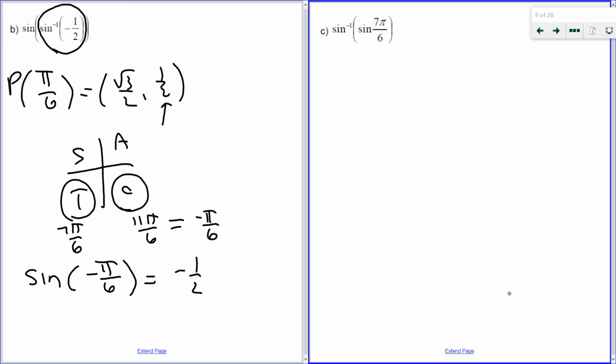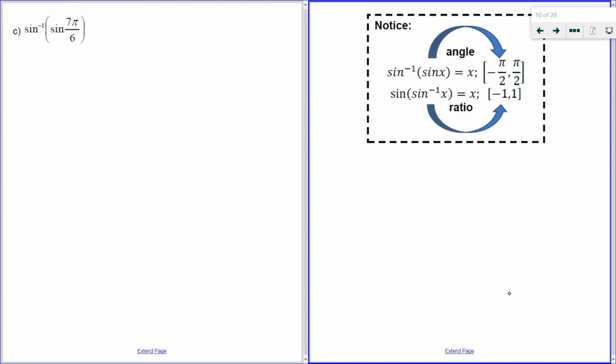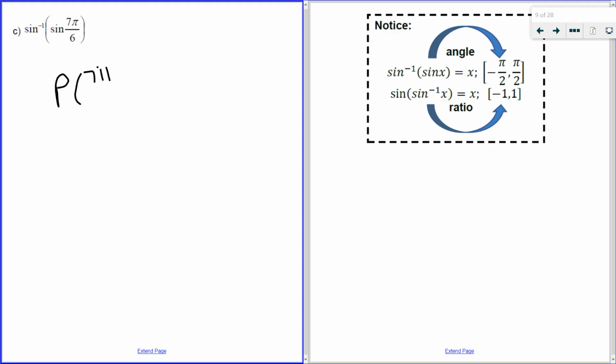Okay, let's try another one. In this one, we're going to do the sine inverse of sine of 7 pi over 6. So let's look at the point on the unit circle for 7 pi over 6. That's going to be in quadrant 3, so I know that both my values are negative. That's negative root 3 over 2 and negative a half.